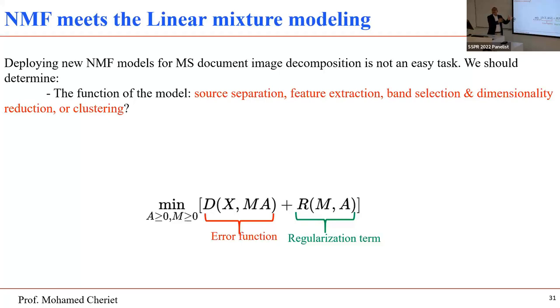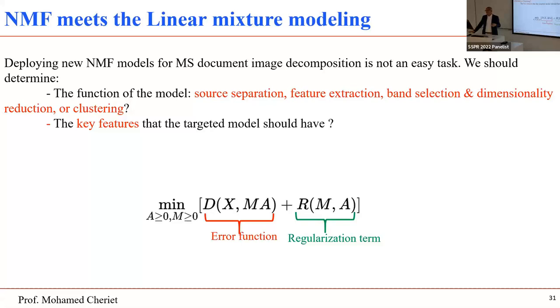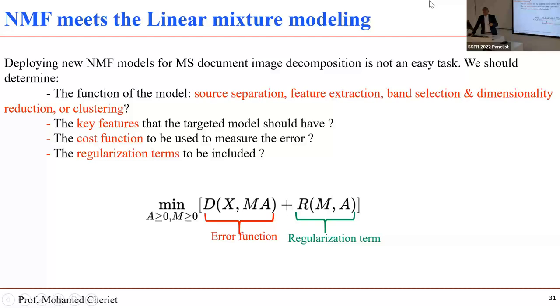The second target is the key feature. For example, for documents, sparsity is very important, so how to include it. The third element is the cost function: what kind of cost function is important for this application. And the fourth is the penalty term: which penalty term or regularization can be included. And then, once you have the optimization model, how to solve it, what is the solver behind it, so that you have an efficient solution. This is what we are going to show in the next slides.